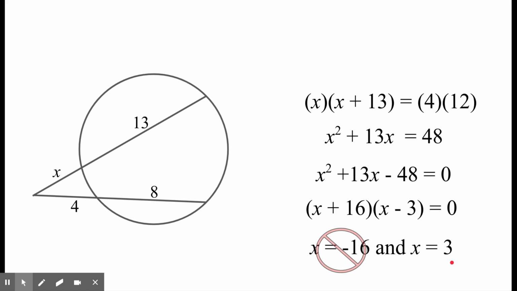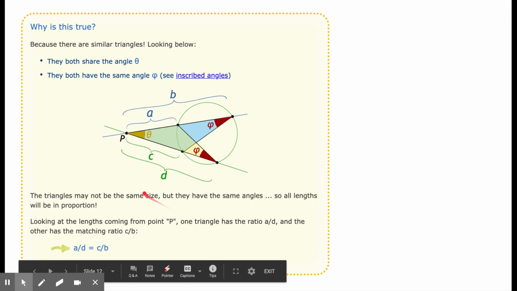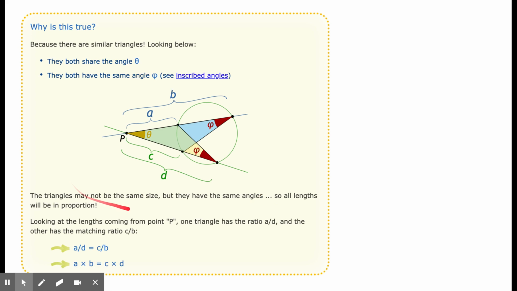Okay, one more thing to look at. This can also be proven with similar angles. I will let you take a look at that on your own. You can pause the video if you want to dive into it, or just take a quick glance to look at where the similar angles are coming from. Same idea as before.